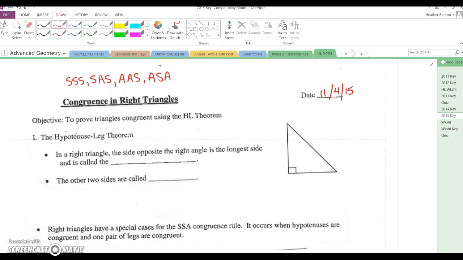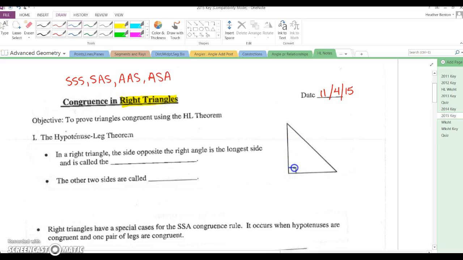But this one is special because this one only works in right triangles. All the other triangle congruence postulates and theorems work in any triangle, but this one only works in right triangles. So let's review the parts of a right triangle before we get any further.